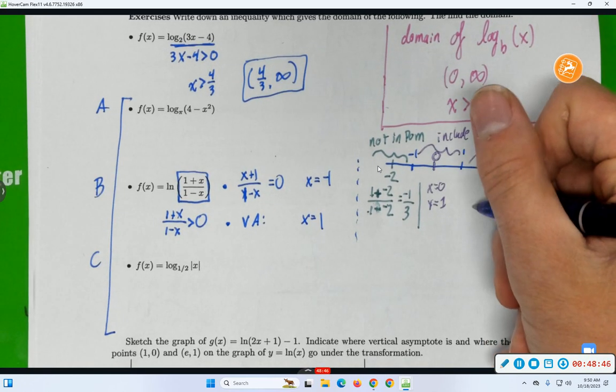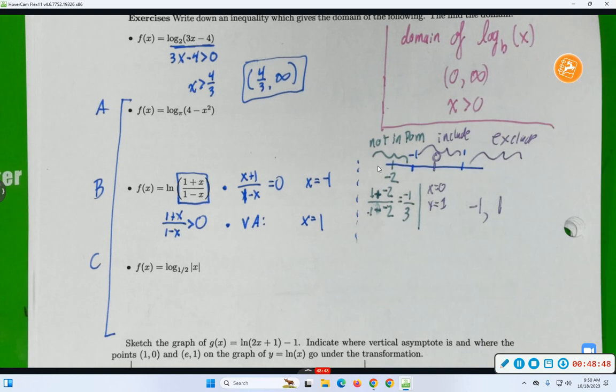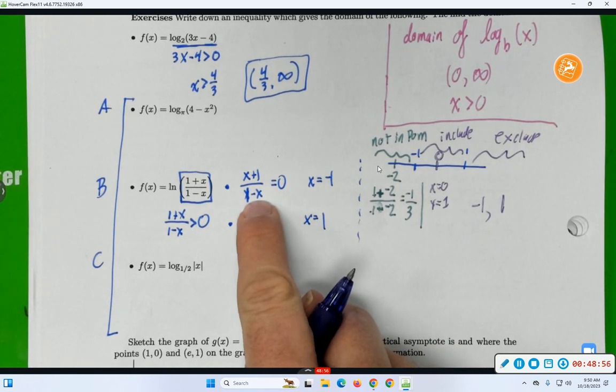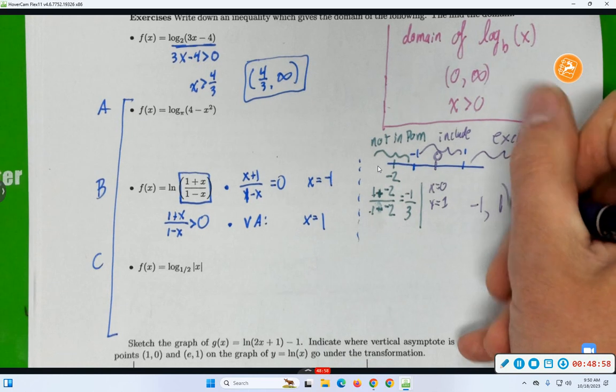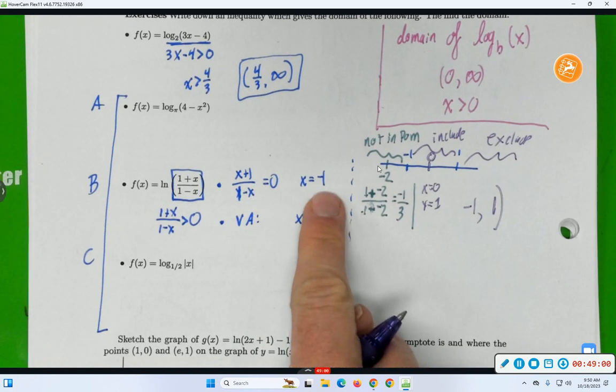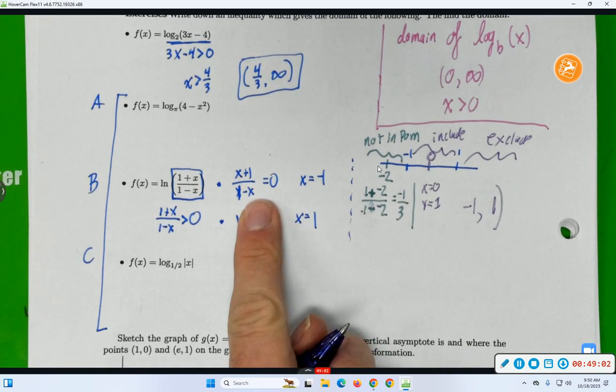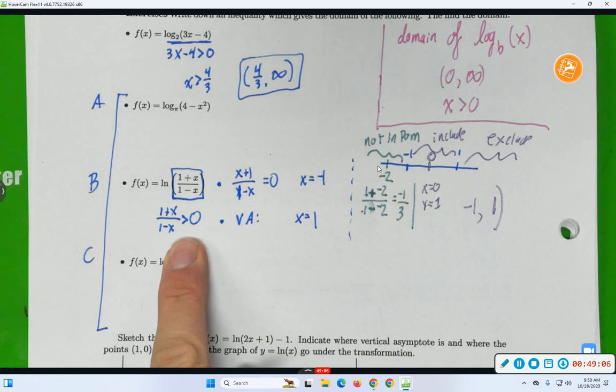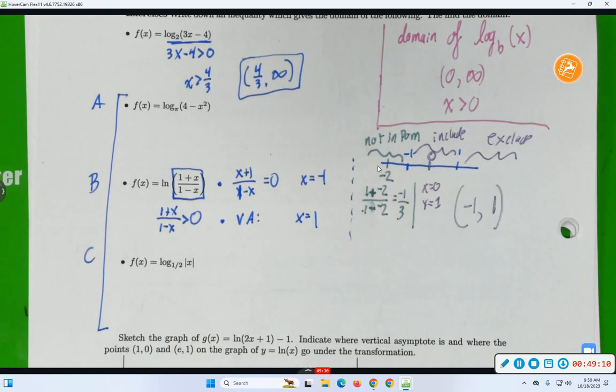And so it looks like the domain is negative 1 to 1. Include the endpoints or exclude? Well, let's see. 1 is a vertical asymptote, so it's definitely excluded. You divide by 0. Negative 1 corresponds to the whole thing being equal to 0. So should I include or exclude? Also exclude? Because I want strict inequality anyway.